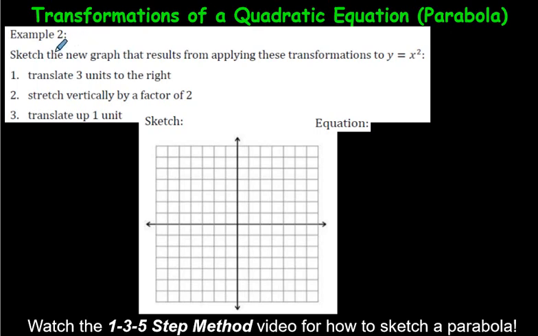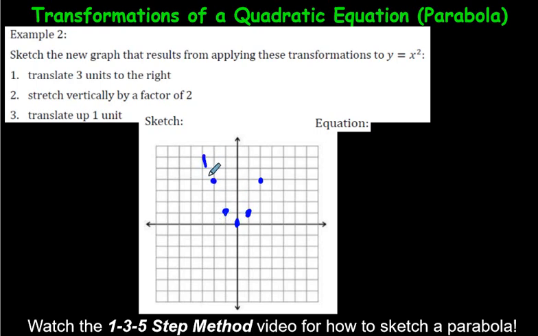Okay, in this example it says sketch the new graph that results from applying these transformations to this original mother of all parabolas. So the mother of all parabolas was an original parabola, y equals x squared, that started right here. And remember, it goes 1 over and 1 up, 1 over and 3 up, 1, 2, 3, and 1 over and 5 up, which can't even appear on this graph. That would be the original parabola right there, the mother of all parabolas.